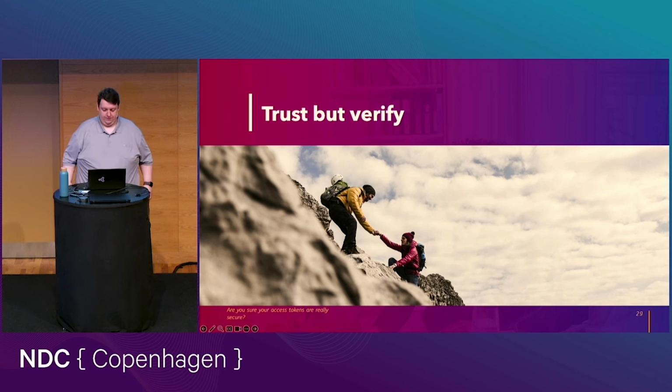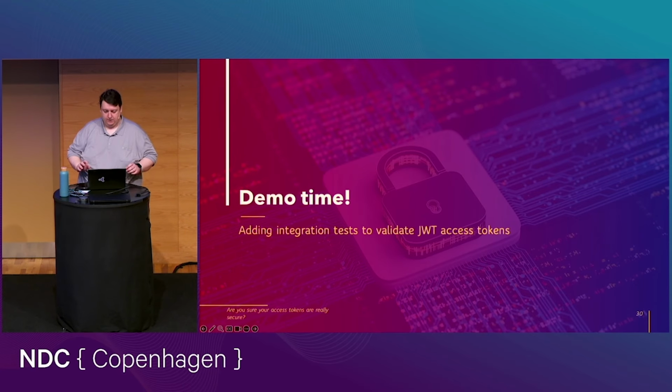So as I was also working with APIs and access tokens, I was writing these tests. And I found that I was quickly repeating myself because a lot of these tests are very similar. So let me show you real quick how you can do some integration tests to validate JWT access tokens and also to catch these weird things that were happening.